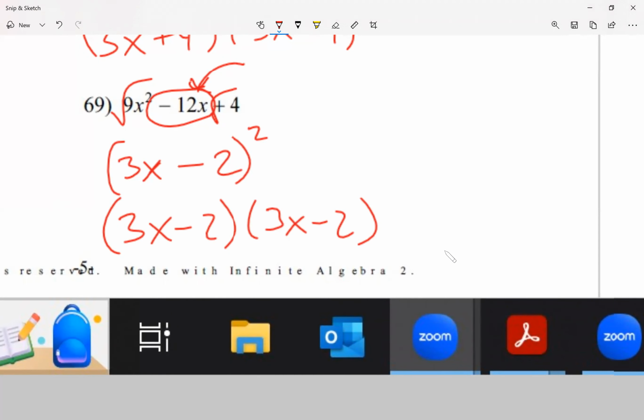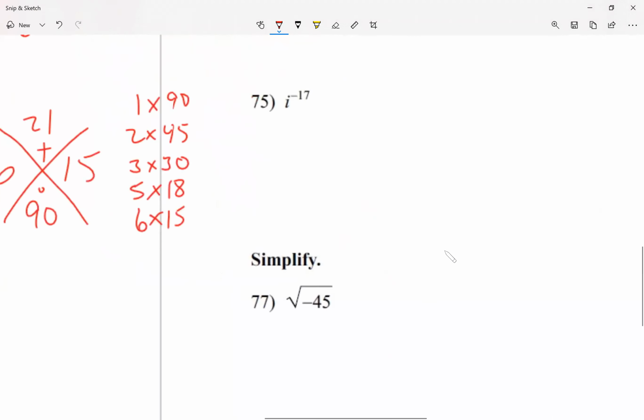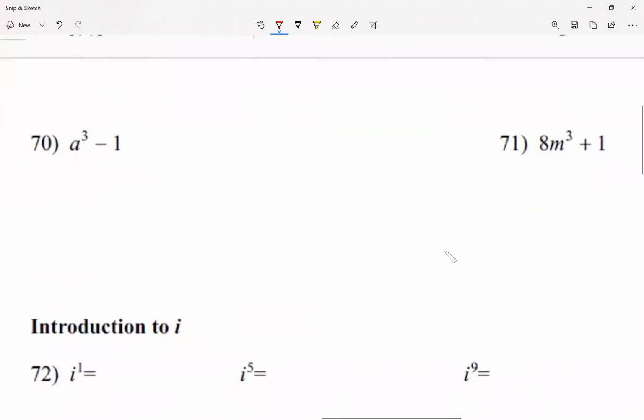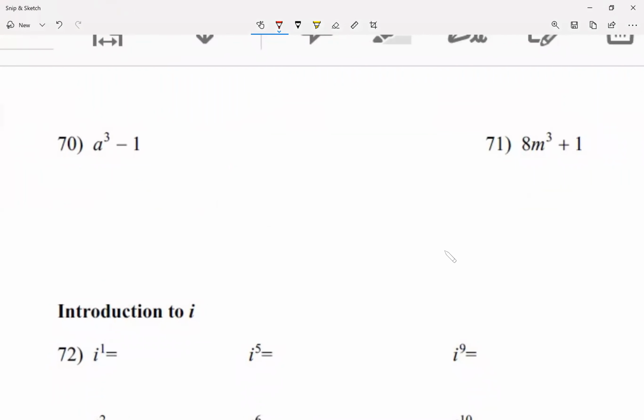Now, question 70 and 71, I see everything to the third. Let me rewrite everything to the third. So a to the third minus 1 to the third. I have to rewrite everything to the third. My first parentheses is going to be a minus 1.